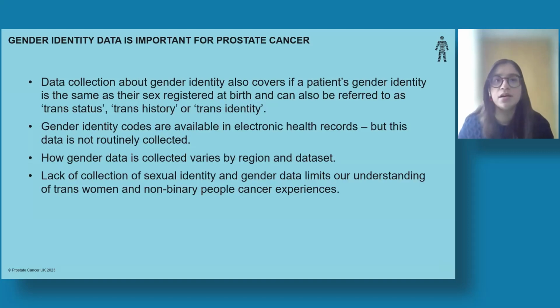So data collection about gender identity covers if a patient's gender identity is the same as their sex registered at birth, and can also be referred to as trans status, trans history, or trans identity. There are gender identity codes in electronic healthcare records, but they're not routinely collected. And how gender data is collected varies by region or data set.